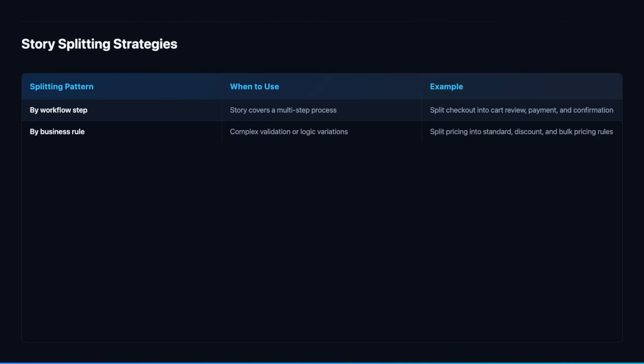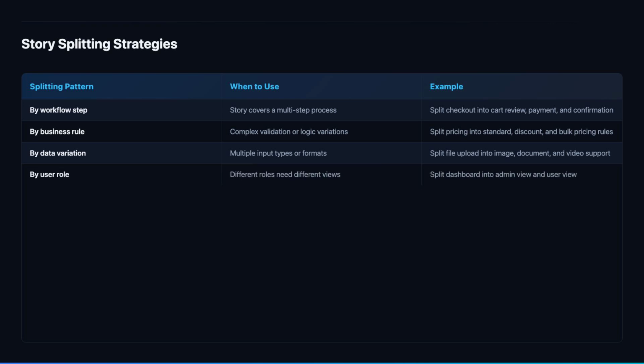Each business rule becomes its own story, making estimation more accurate and testing more focused. Handling one data type at a time reduces complexity and lets us learn from each implementation. Role-based splitting ensures we deliver complete value for one audience before expanding to others.